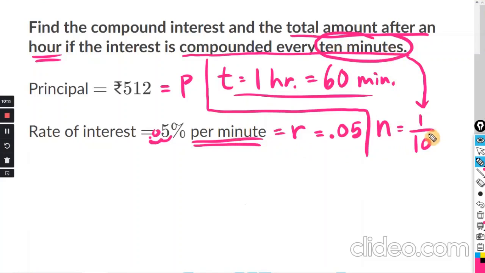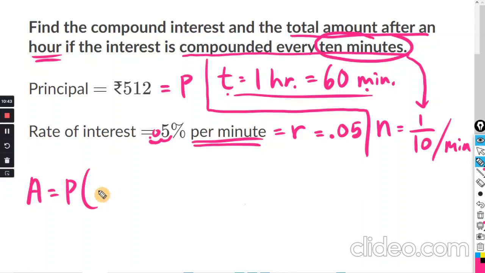Only 1/10. Remember in the first problem when we said compounded every 2 years, we had to take the reciprocal and it was 1/2 per year. Okay, so 10 minutes is actually 1/10 per minute. Okay, we need to do it that way because this is in minutes and we translated the time into minutes as well. So N is actually 1/10.